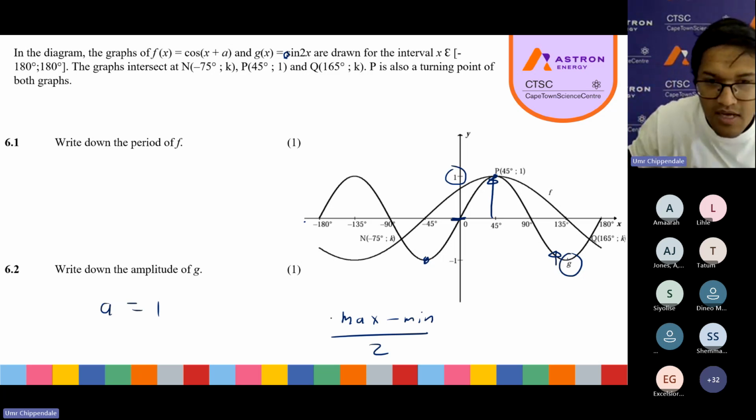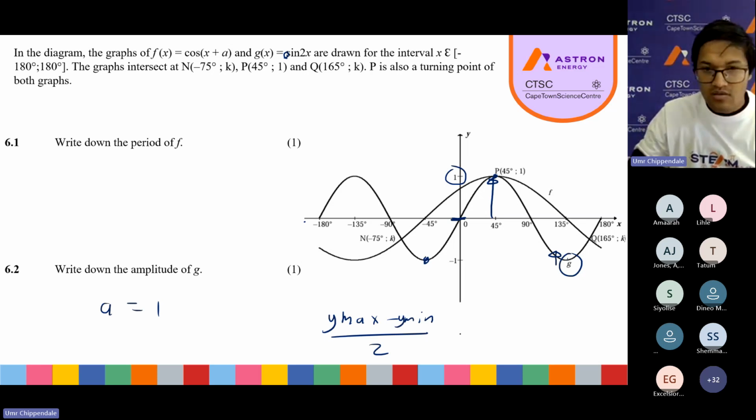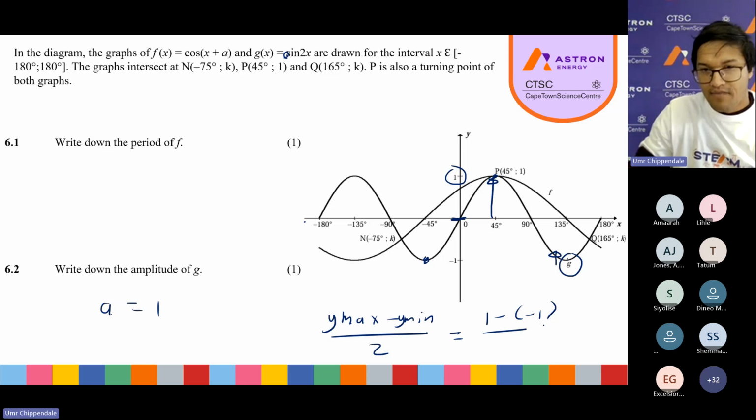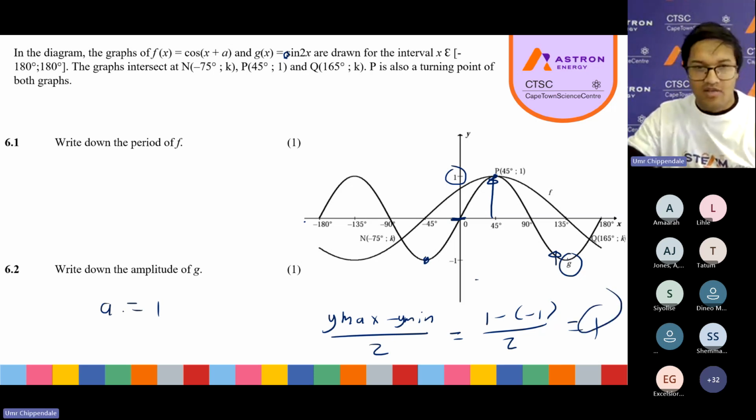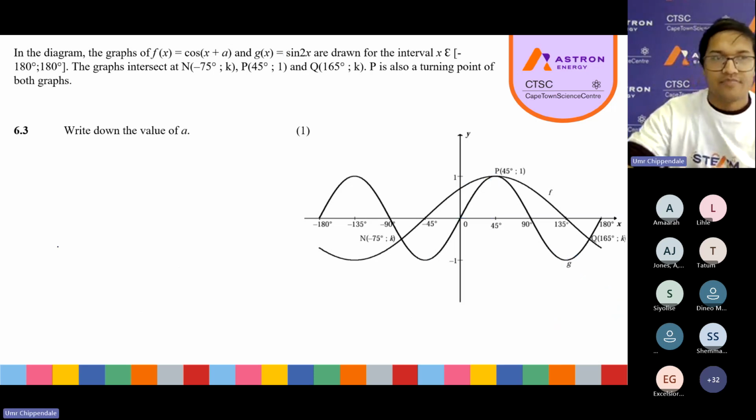So a way that people normally write it is you write it as y max minus your y min, divided by 2. In this particular case, it was 1 minus negative 1, divided by 2. And look, that answer is equal to 1. So there we see, hey, that is our amplitude.